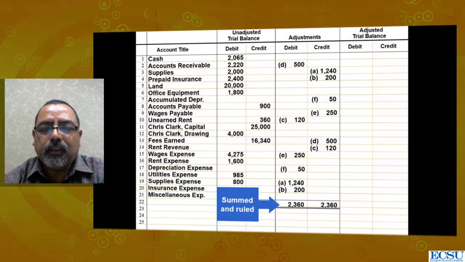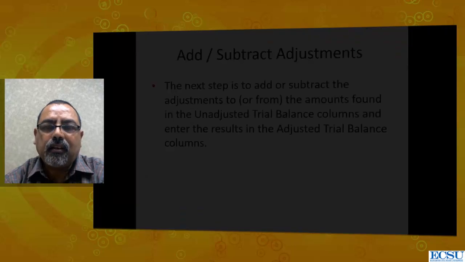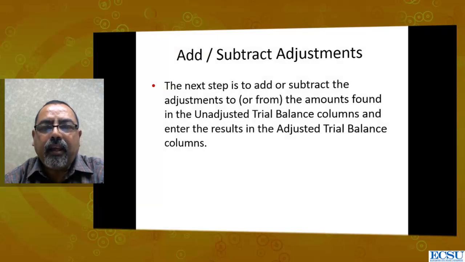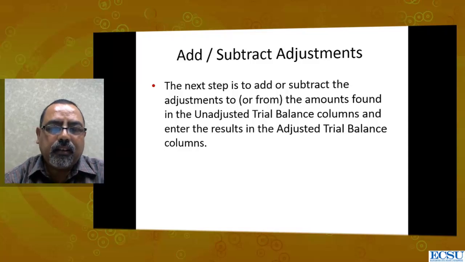And then when we sum up these adjustments, we should get the same total so that we satisfy that we have done that correctly. And then add or subtract the adjustments. The next step is to add or subtract the adjustments to or from the amounts found on the unadjusted trial balance and enter the results in the adjusted trial balance column.